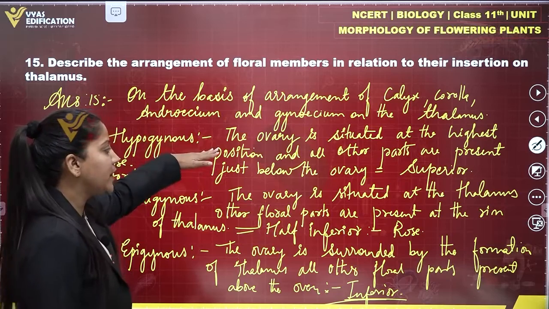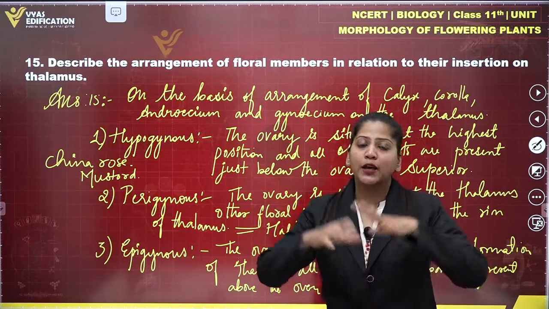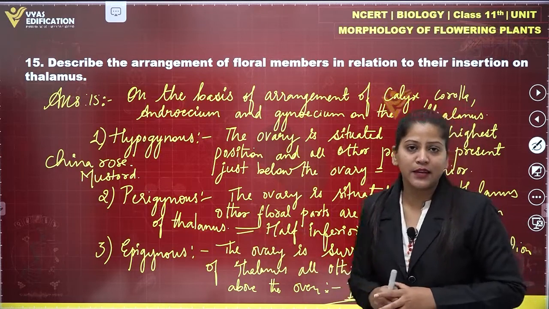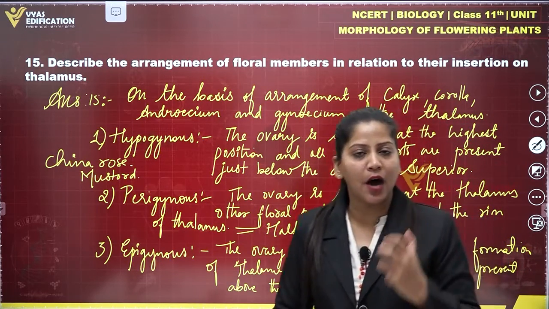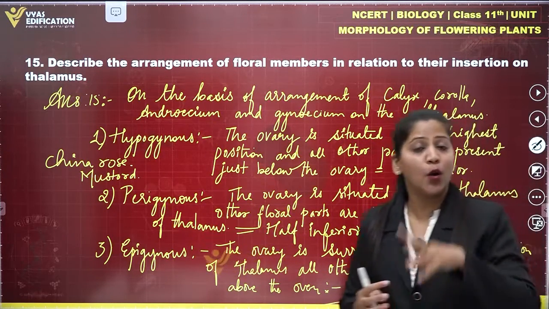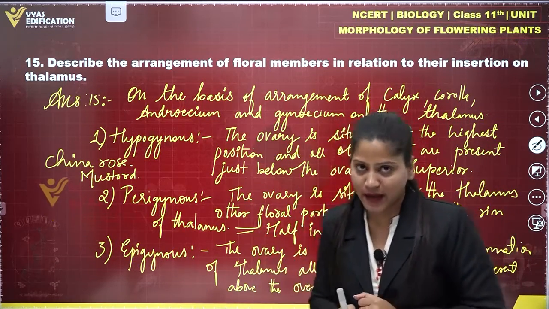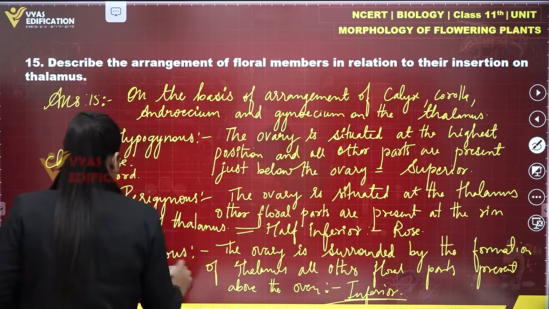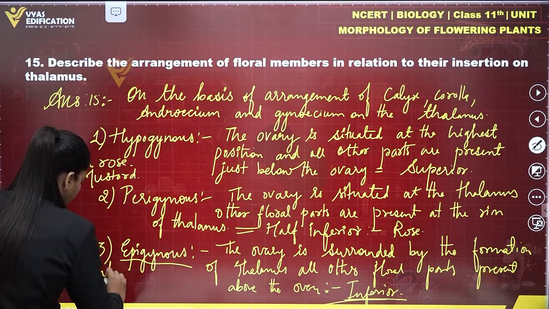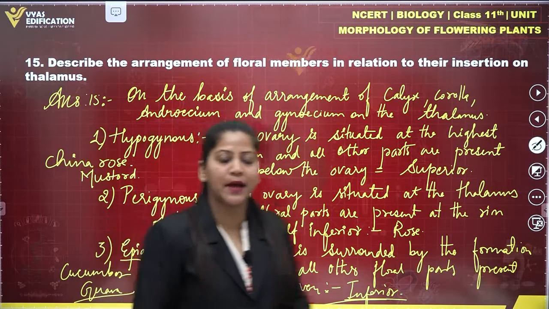Right? In the hypogynous condition, the ovary is said to be superior because it is present at the highest position and all other floral parts are present just below it. Then in the perigynous condition, the ovary is said to be half inferior, and in the last condition, that is the epigynous condition, the ovary is said to be inferior because all other floral parts are present above it. In the epigynous condition we have examples such as cucumber and guava. All these are examples of epigynous flowers.